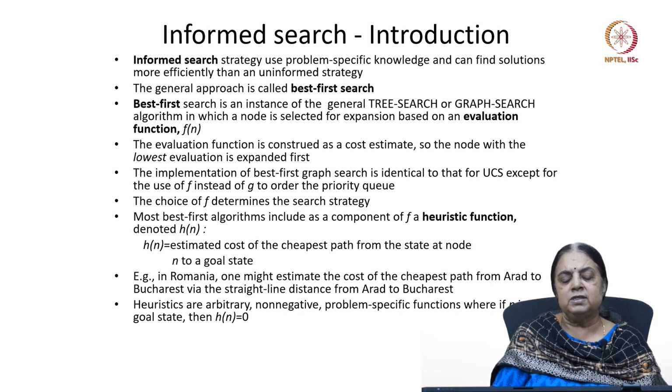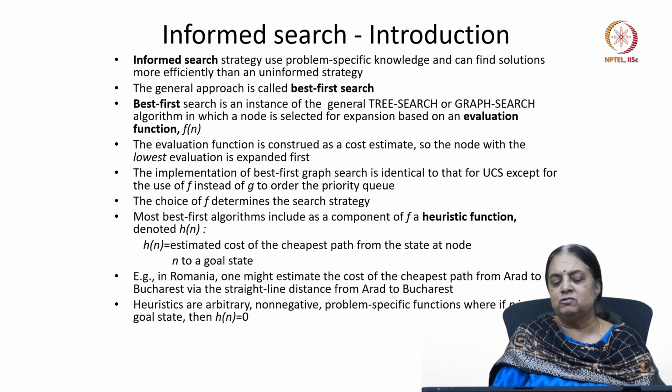Obviously, when we say f, there are two values in that. So, f of n will be equal to g of n plus h of n. Here h of n depends on the heuristic function, and it is the estimated cost of the cheapest path from the node n to the goal state. Note that this is the estimated cost, not the real cost, because we do not know the real cost. If we knew the real cost, then there was no need of any search, right? We already have the solution. But this is the estimated cost of the cheapest path from this node to the goal state.